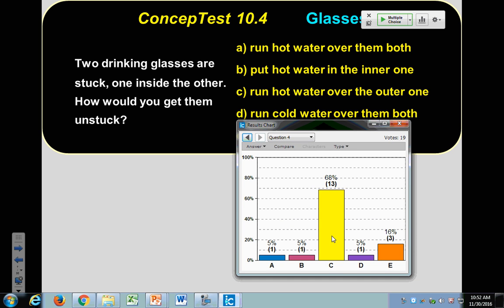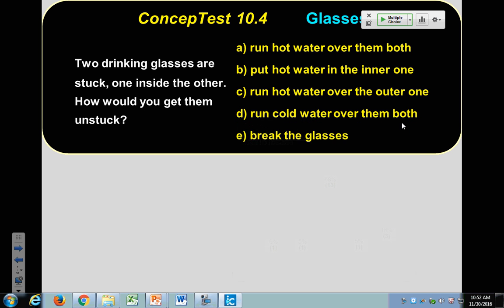Oh, come on. It's C. Who put E? You're not going to. Okay. All right, so you run hot water over the outer one. When you have the two glasses, one stuck inside the other, if you run hot water over this one, it causes that glass to expand, and then you can take them apart.